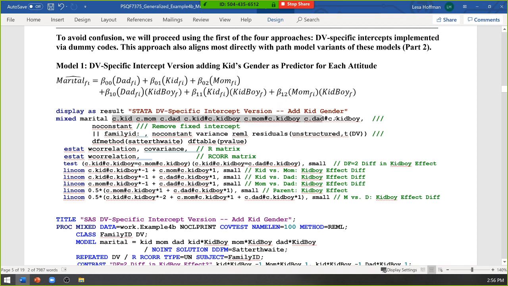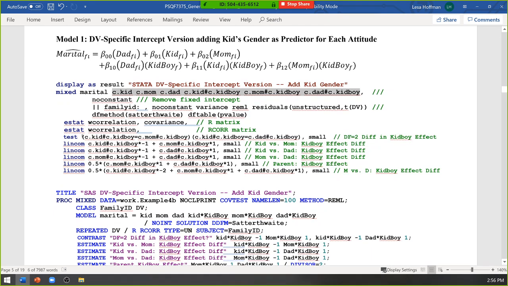So I've got 6 fixed effects in my model. I'm asking for some extra stuff, such as, is there an omnibus effect of gender? So to do that, I'm putting in 2 contrasts, kid versus mom and kid versus dad. I'm asking via the lincoms for differences in the effects of the predictor. So does gender have a bigger effect in predicting the attitude of the kid themselves versus their parents? You would expect that your own characteristic would have a bigger role in predicting your attitudes as opposed to the attitudes of your family.